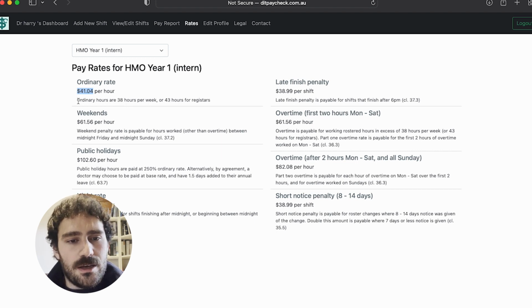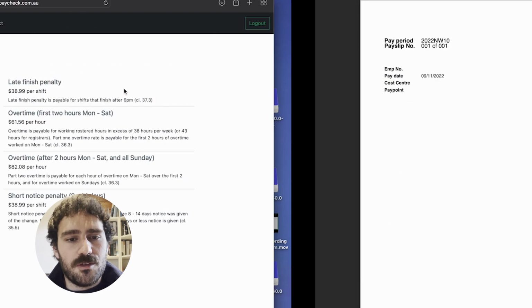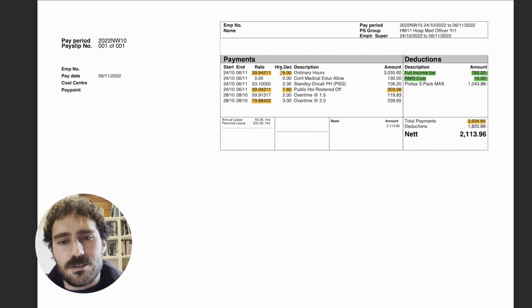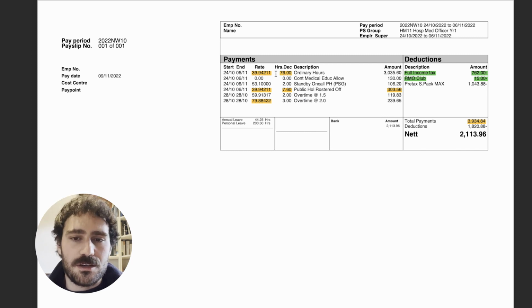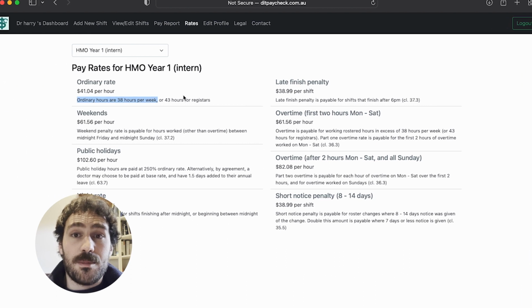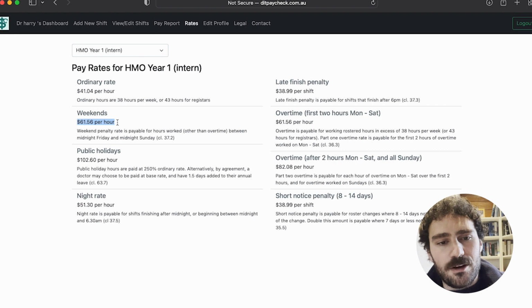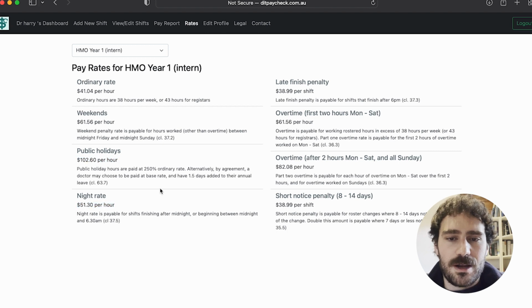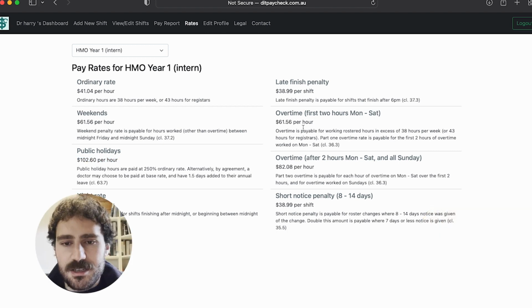So yeah, and you can see like ordinary hours are 38 hours per week. So if you double 38, that's 76. So that number of hours has not changed. You're still rostered to do 76 hours each fortnight. So that's how many hours you should be paid for minimum. And then you've got the rate for working per hour on the weekends, for public holiday rate, and for night shift rate, etc.